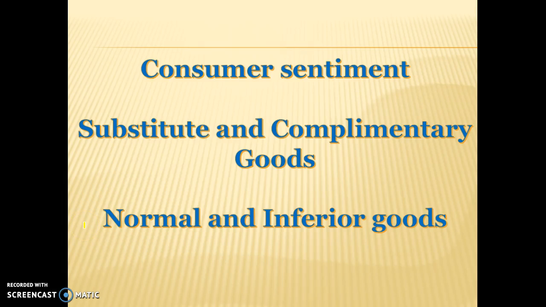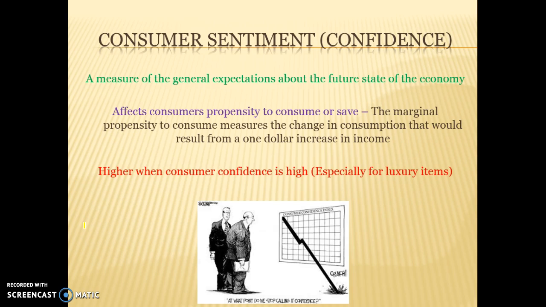Okay, in this video we're going to be looking into a little bit more detail about three different types of demand side factors. The first, consumer sentiment, substitute and complementary goods, and normal and inferior goods. So the first one, consumer sentiment.